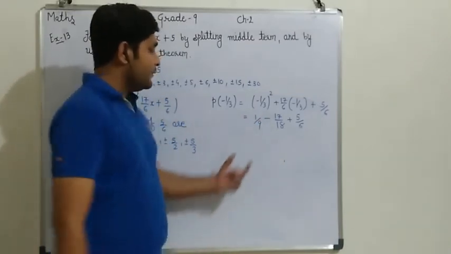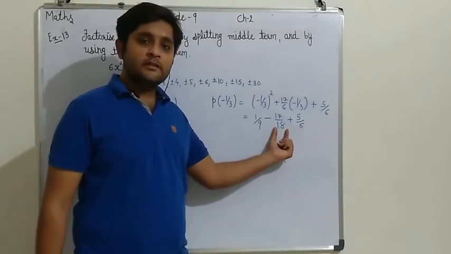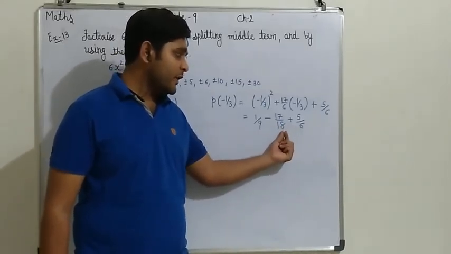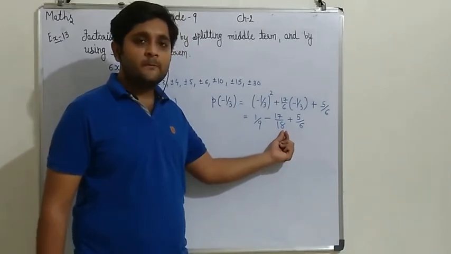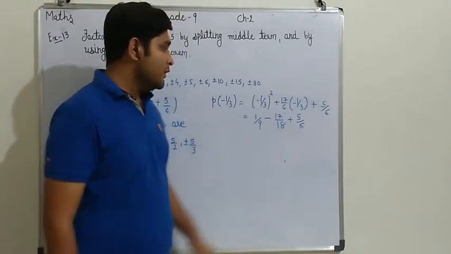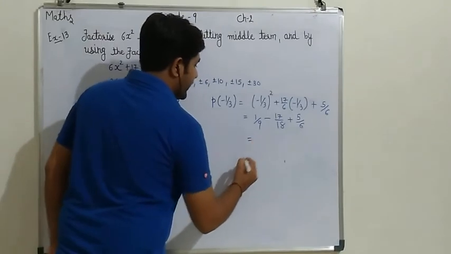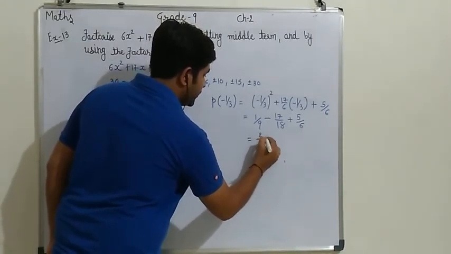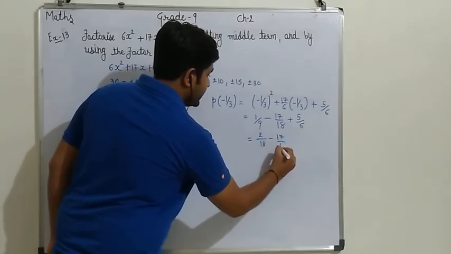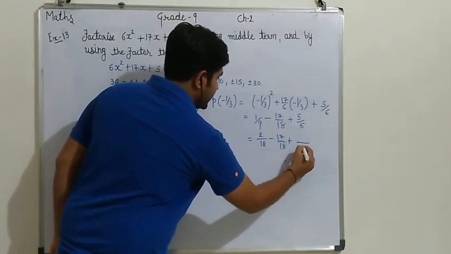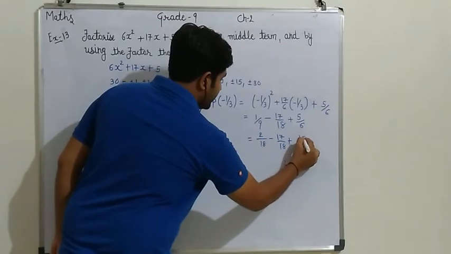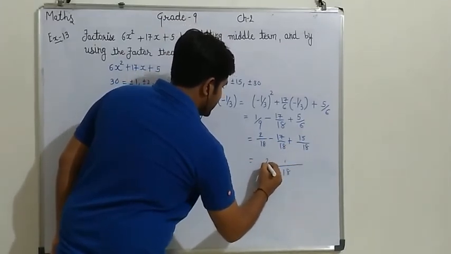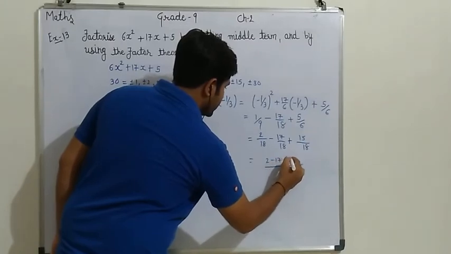So from these denominators, 18 is the biggest. 9 is a factor of 18, and 6 is also a factor of 18. So if you find the LCM, the LCM will be 18. So all the denominators will be 18. So 9 2s are 18, and 1 2s are 2. 17 by 18 as it is, plus 6 3s are 18, 5 3s are 15. All denominators are the same, so 18. 2 minus 17 plus 15.